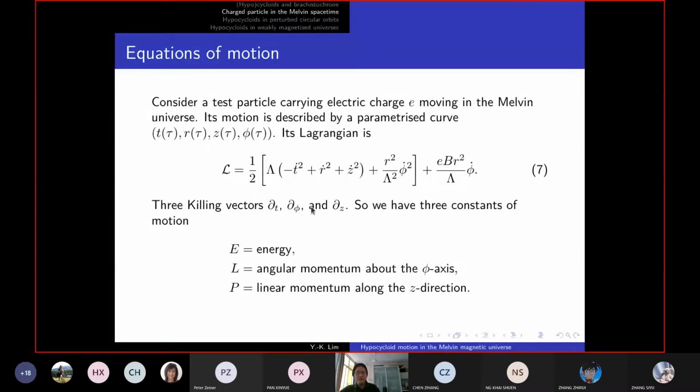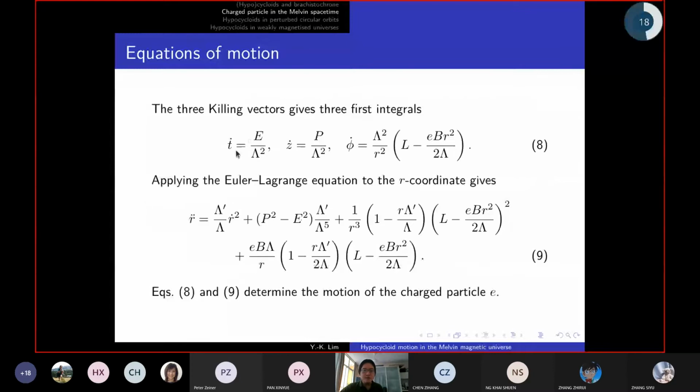And because this space-time, the Melvin universe, has a lot of symmetry, it has symmetry in the time, angular, and z direction. Because of this symmetry, we have three constants of motion. I have a conservation of energy because of time, conservation of angular momentum because of the phi Killing vector, and conservation of linear momentum in the z direction. So this will cut down our equations of motion. Thanks to these three constants of motion, three of my equations of motion are just first order, which are easy to solve. These are the equations for how t, z, and phi evolve according to some parameter tau, which is usually the proper time.